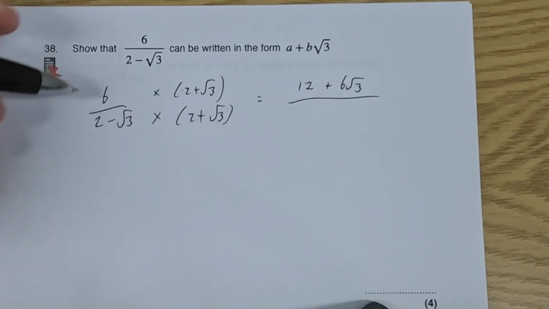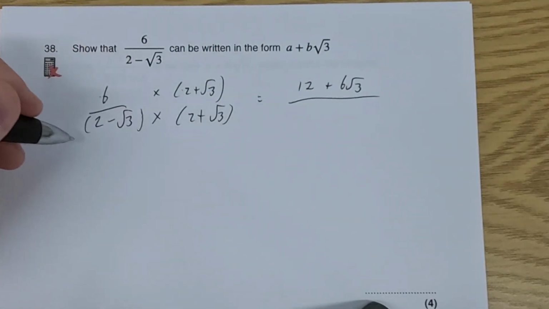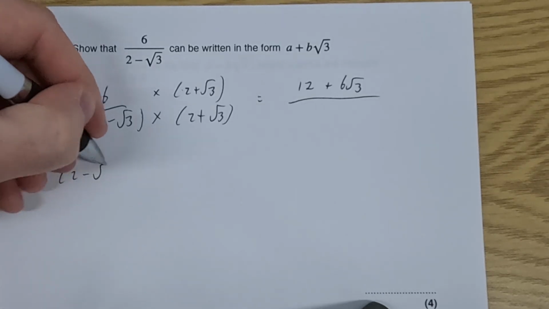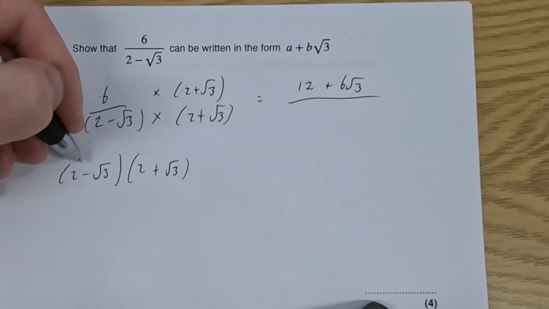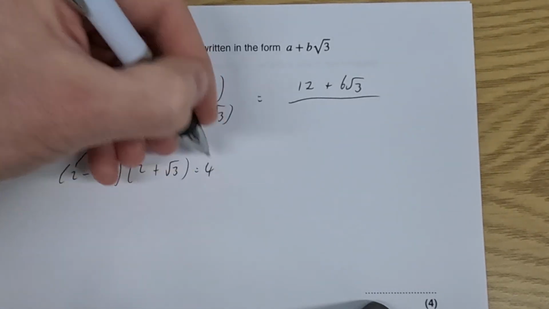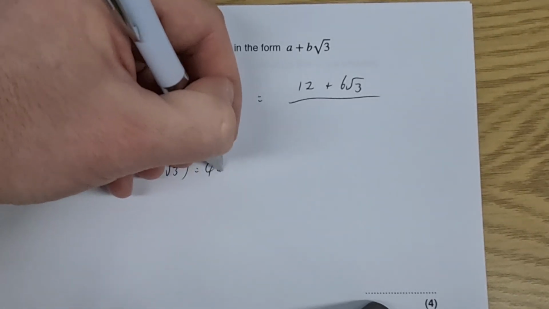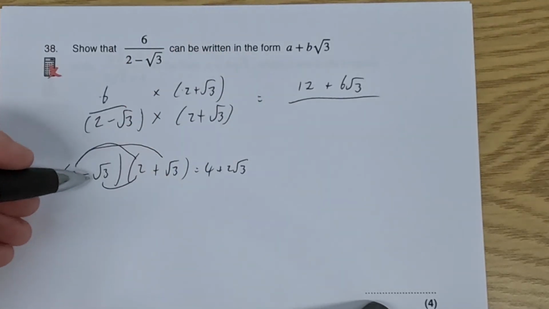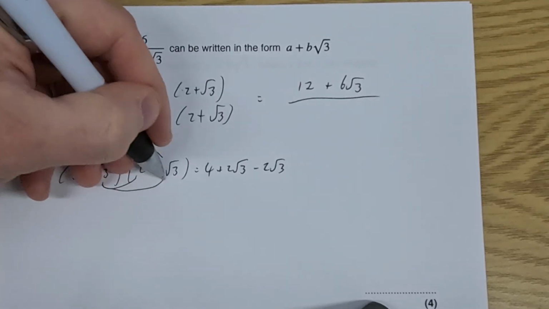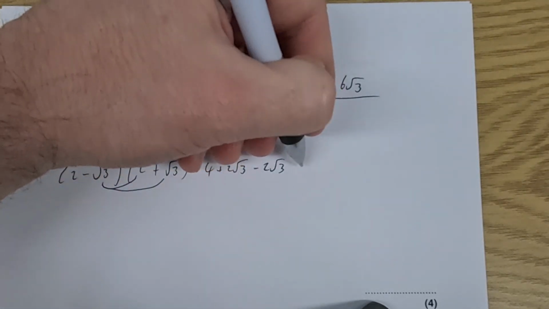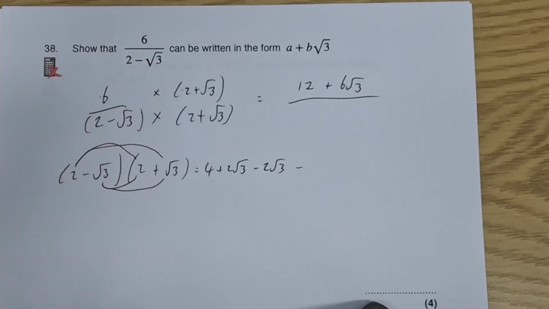Then in terms of the denominator, we need to times these together. I'm going to put that in brackets. So we've got 2 minus root 3 times 2 plus root 3. 2 times 2 is 4. 2 times root 3 would be plus 2 root 3. Minus root 3 times 2 would be minus 2 root 3. And finally, minus root 3 times root 3 would be minus, and then root 3 times root 3 is 3.